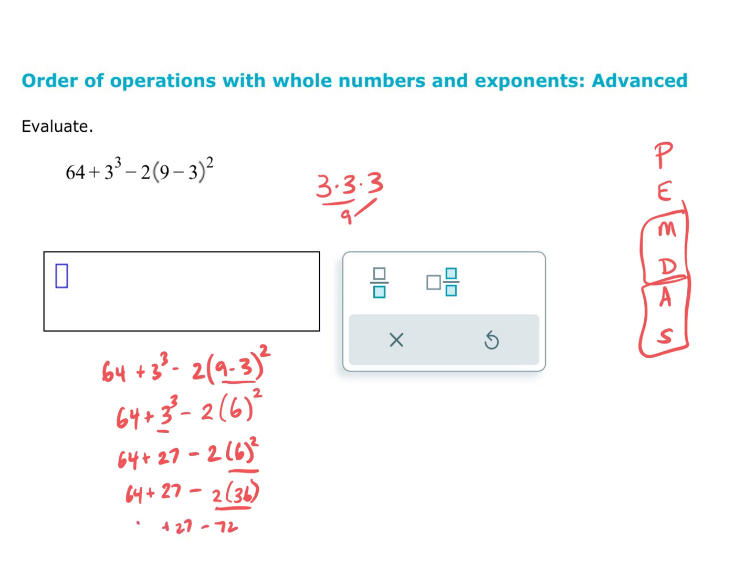Rewriting everything. And now I'm at just addition and subtraction, doing it from left to right. 64 and 27 is 91. And then I'm going to have 91 minus 72. 11 minus 2 is 9, so we have a final answer of 19.